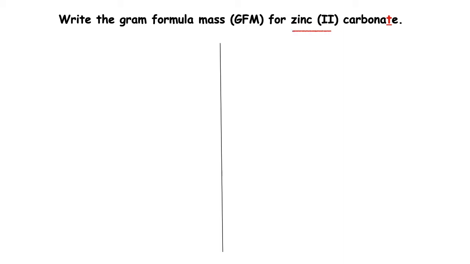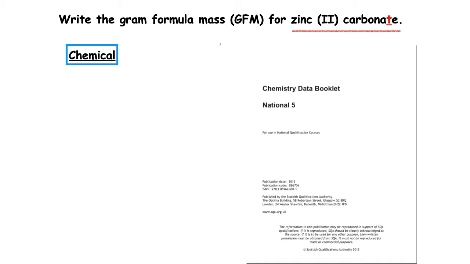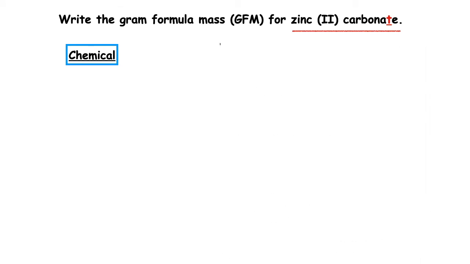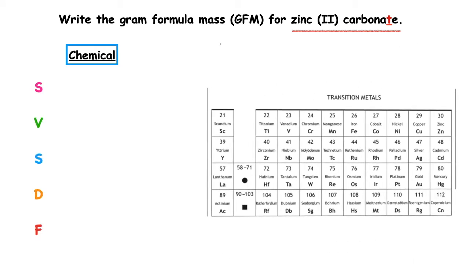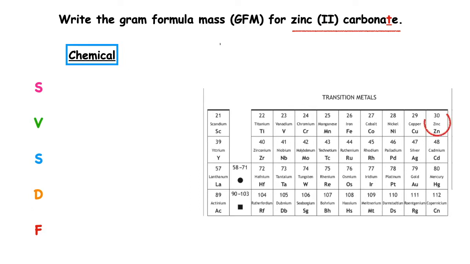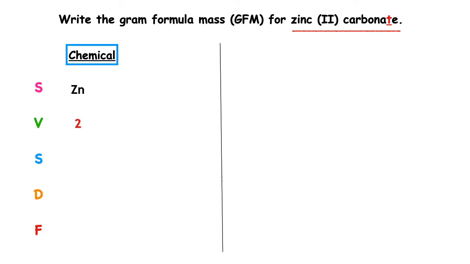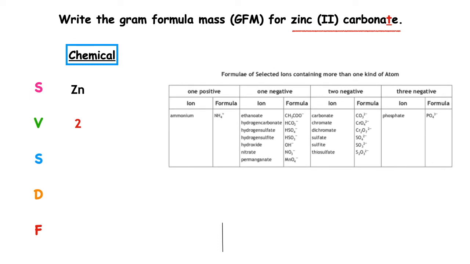Write the gram formula mass for zinc 2 carbonate. It ends in 8, so we're going to use page 8 of our data booklet. We start off with our SVSDF. The chemical symbol for zinc is Zn, and the valency is 2, which is given by the Roman numerals. Carbonate, the symbols are CO3, and we need to remember to keep a bracket around that. It's got a valency of 2.